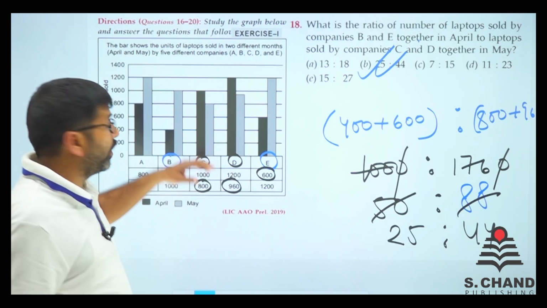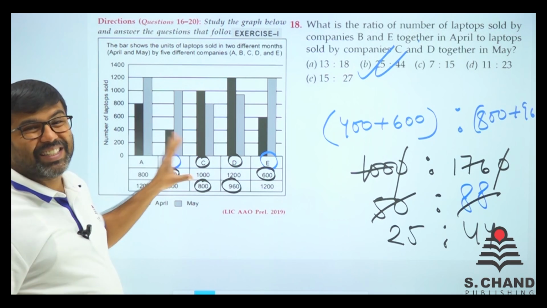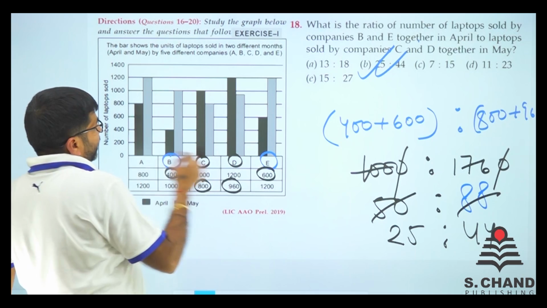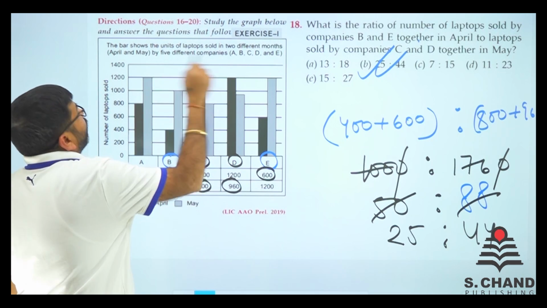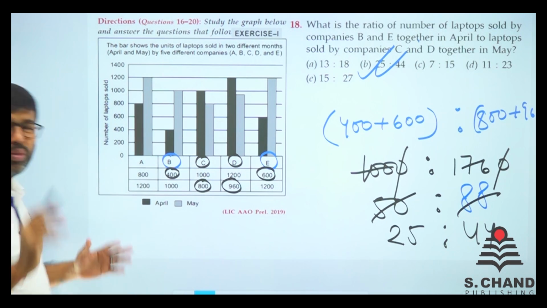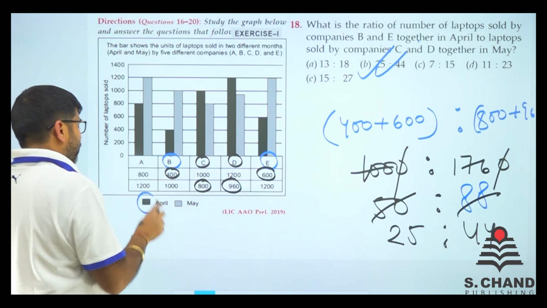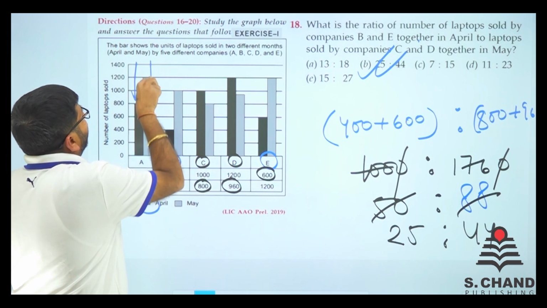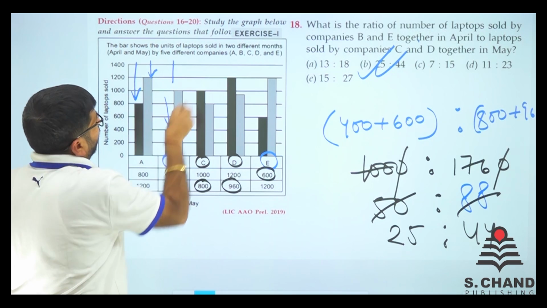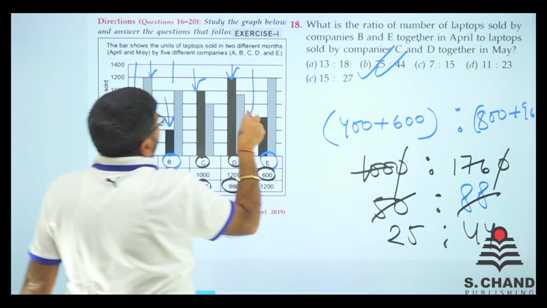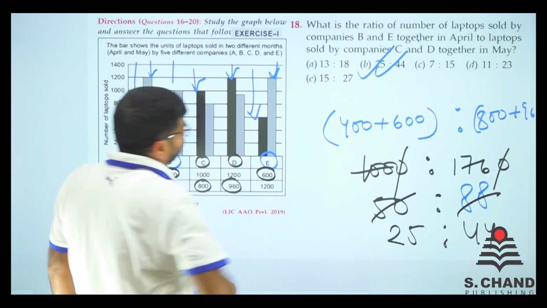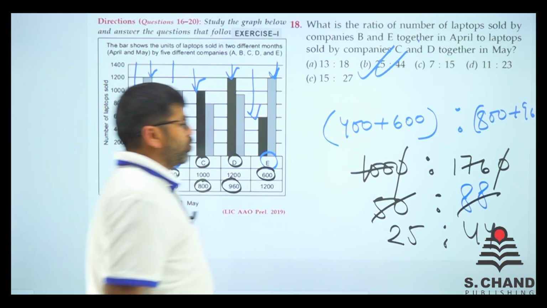Just calculate all the things from the chart. See, if this tabular form is given, it will be easier. Otherwise also it is easier. Why is it so? Because April we can directly look, like April, all blacks are April, all grays are May. So not a big issue for that. Let's do some other questions.